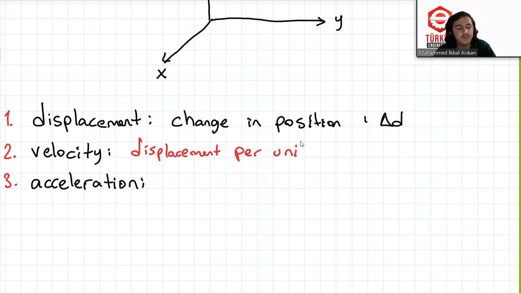Okay, displacement per unit time will give us how fast we are going and how fast we are changing our position. So it will be represented by v. What about acceleration? Acceleration is our last part, and it will be just change in velocity.